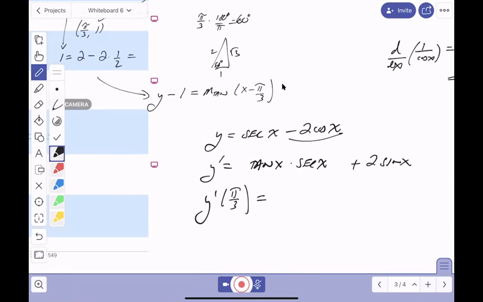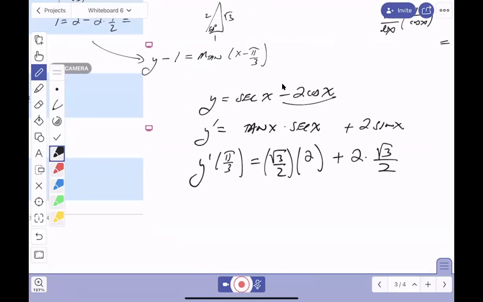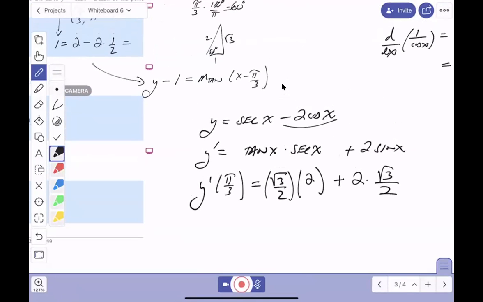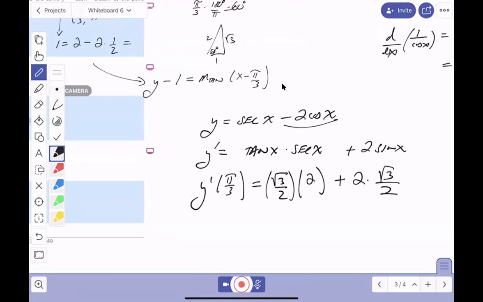What's the tangent of 60 degrees? Root 3 over 2. What's the secant? 2. What's the sine? Root 3 over 2. I'm sorry, I said root 3 over 2. It's not true for the tangent. I've got to erase that. And I don't know why I said that. Let me point out the tangent. We're looking at this picture over here. That's root 3 over 1, right? So what do you get over here? 2 root 3 plus root 3, which is 3 root 3.